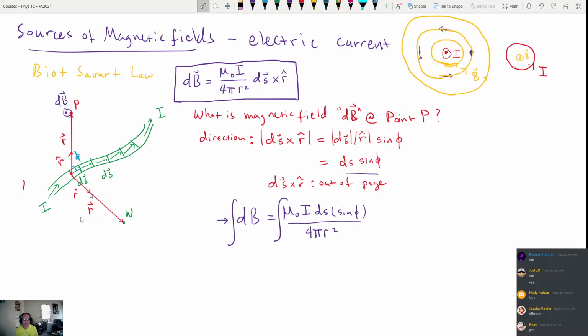To get the direction, you need to do ds cross r hat. If you do ds cross r hat, what's the direction of the magnetic field at point W going to be? ds is this way. R hat is this way. Your thumb points in what direction? Into the page. So the magnetic field on this side over here points into the page.